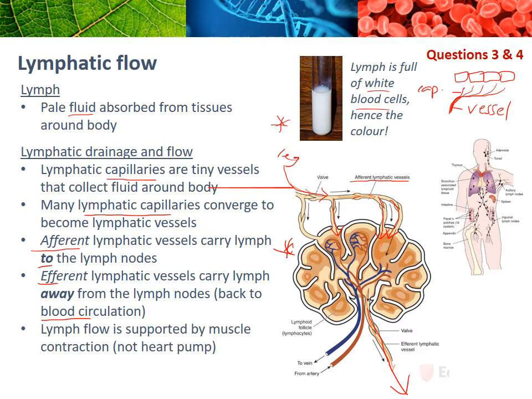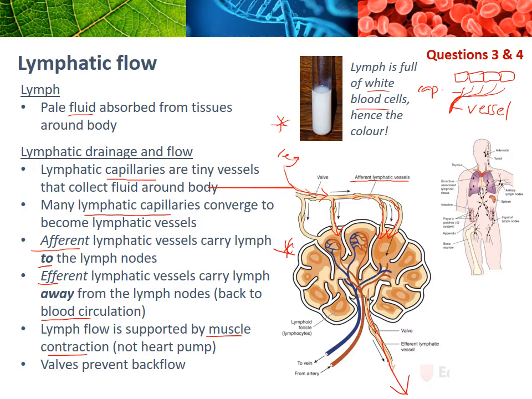Lymph is not pumped by the heart. It is supported by muscle contraction. Where blood is pumped around the body by the heart, there is no pump in the lymphatic system. The fact that you're moving around and your muscles are moving squeezes this lymph around, which is why older people, if they're on a plane for say 10 or 15 hours, their legs can get really swollen afterwards. That's because they're not using their muscles, their lymph is not getting drained around the body, so it all sits in one area.